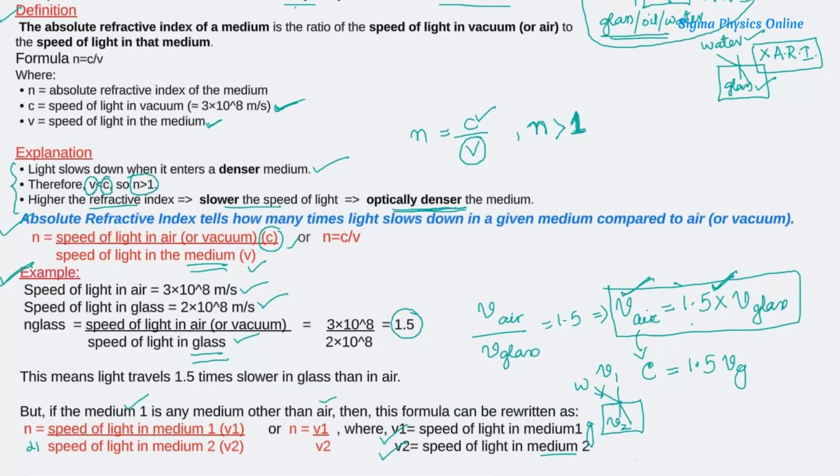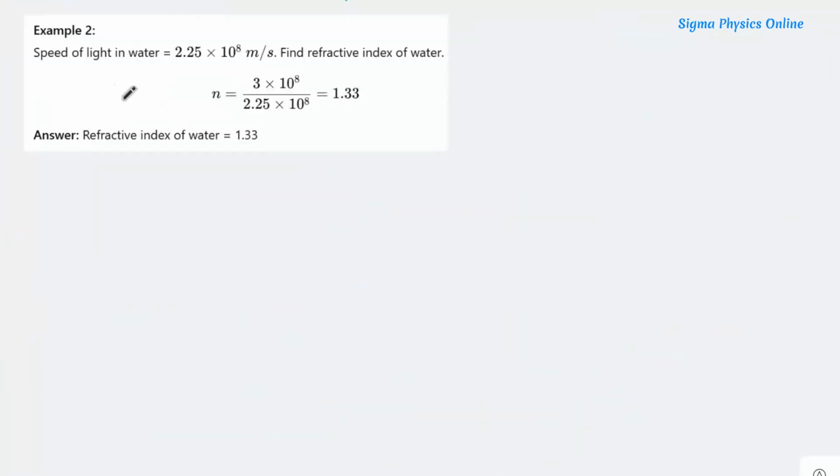Now let's go on to solve a question. If we know the speed of light in any medium, we can find out the refractive index of that medium. Let's see how. The speed of light in water is given as 2.25 × 10^8 meters per second. Find out the refractive index of water.